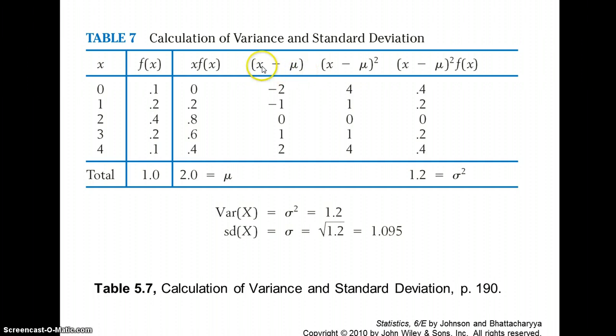And then you subtract the population mean mu from each value x. So 0 minus 2, negative 2, 1 minus 2, and 2 minus 2, 3 minus 2, 4 minus 2. You get those values. And square all of them to get rid of negatives. And then you multiply each of them by its corresponding probability. So take this column, multiply by f of x, the probability. So it's 4 times 0.1, 1 times 0.2, 0 times 0.4, and 1 times 0.2, and 4 times 0.1. And adding up, that gives us the population variance.